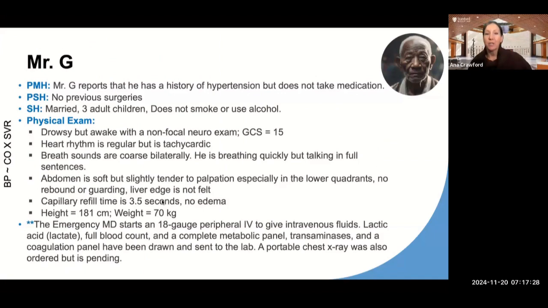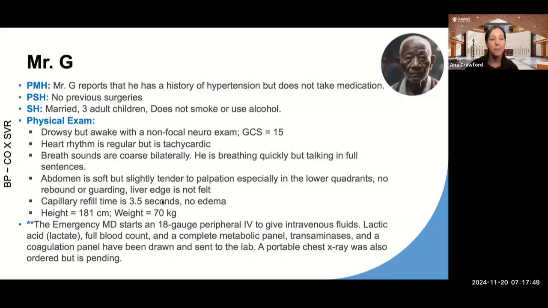So, back to our patient, Mr. G reports he has a history of high blood pressure, or hypertension, but he does not take any medications. He's not had any previous surgeries. He's married with 3 adult children, but he does not smoke cigarettes or use alcohol.